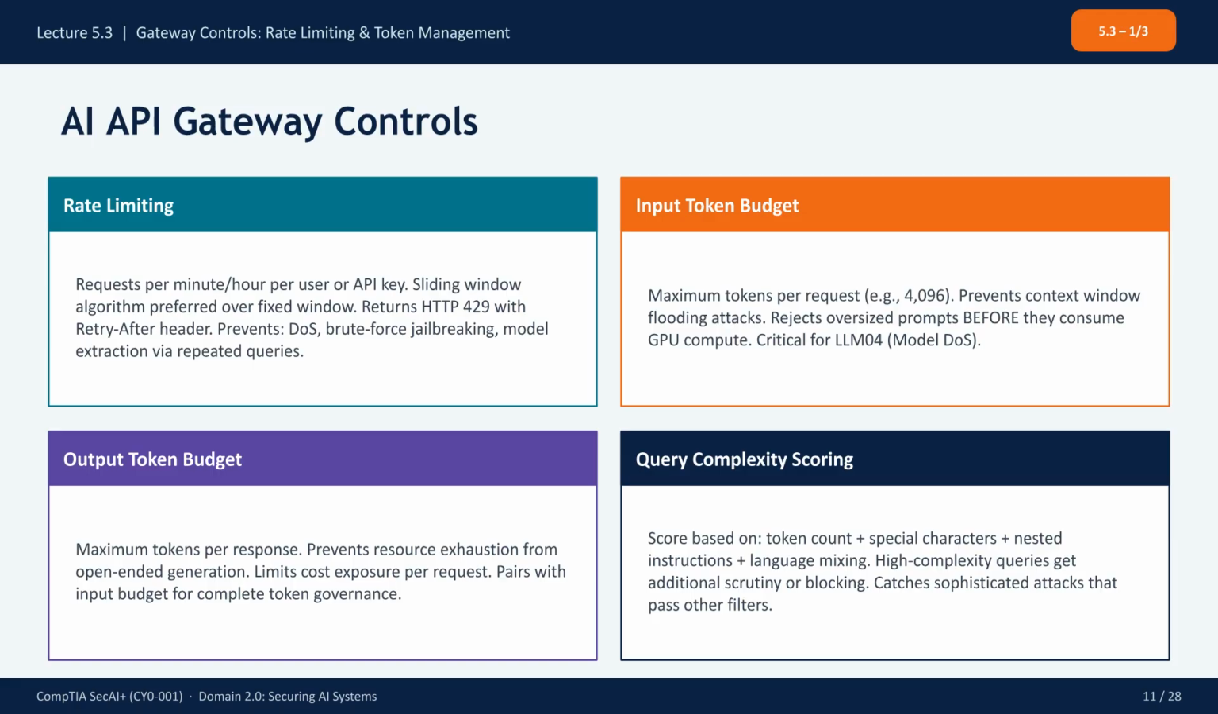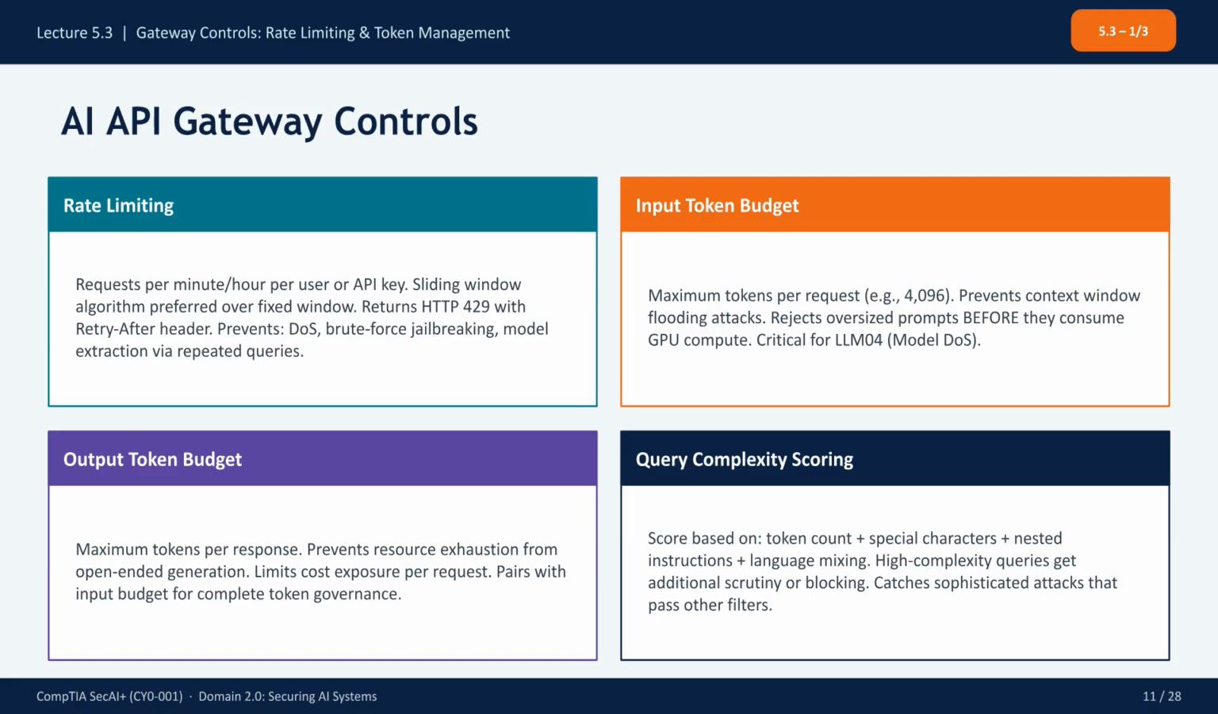First, rate limiting. This restricts the number of requests a user or API key can make per time window. A sliding window algorithm is preferred over a fixed window because it provides smoother enforcement. When a rate limit is hit, the gateway returns HTTP status code 429, too many requests, with a retry after header telling the client when to try again. Remember that 429 status code for the exam.